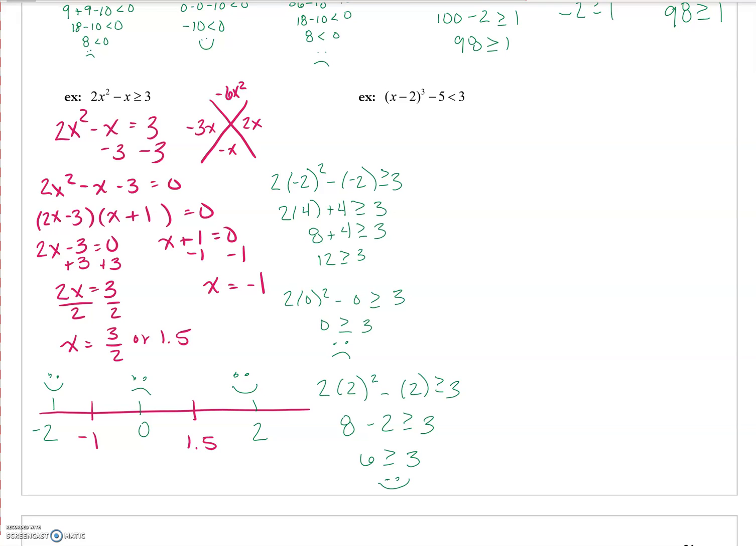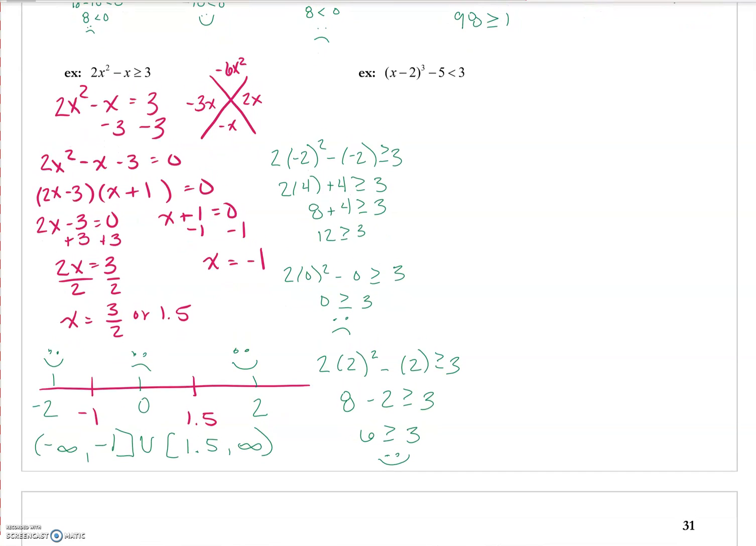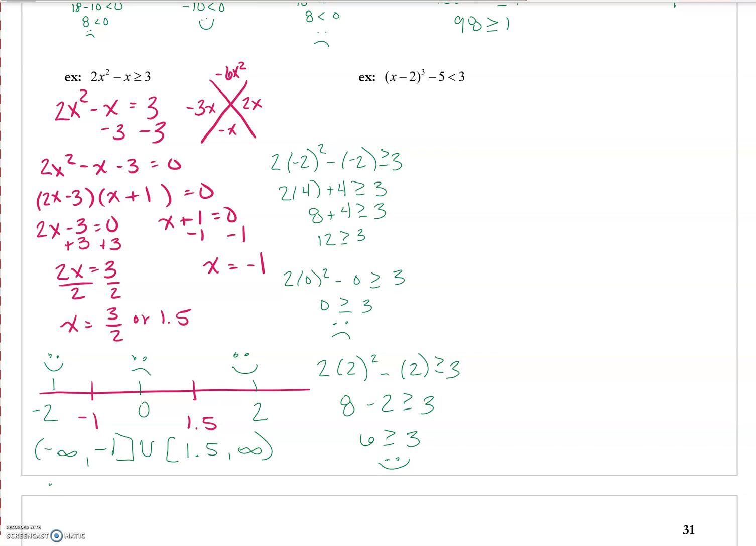To write our final answer here, we can write it again in two different ways, inequality or interval. If we wanted to use an interval, we would say that our interval goes from negative infinity to negative 1, union 1.5 to infinity. And if we wanted to use an inequality, we would say that it's all of the x's less than or equal to negative 1, and all of the x's greater than or equal to 1.5.